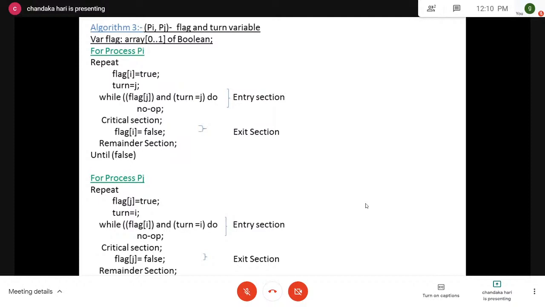Now in the entry section, if flag J is true and turn is J, that implies process PJ is already in its critical section, so you are not allowed to continue the execution. You are simply stuck in this loop. Otherwise, you are allowed to continue into the critical section. Once the critical section is done, you have to make your flag false, which is called the exit section. Then the remainder section can be executed at any moment of time. That's it. In case 2, process PJ.